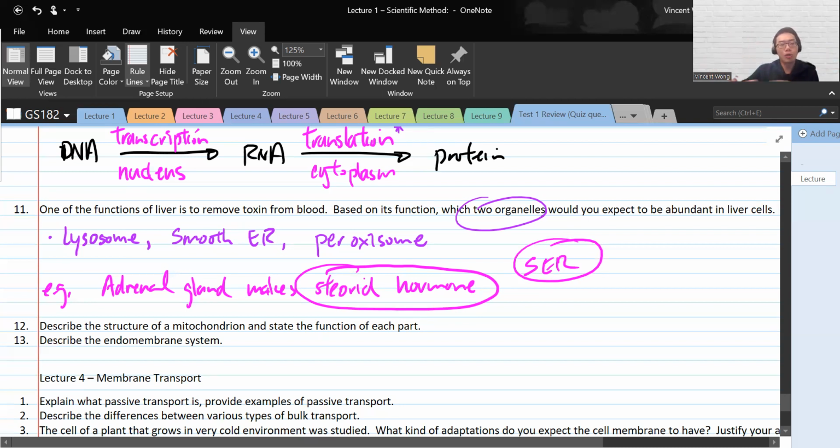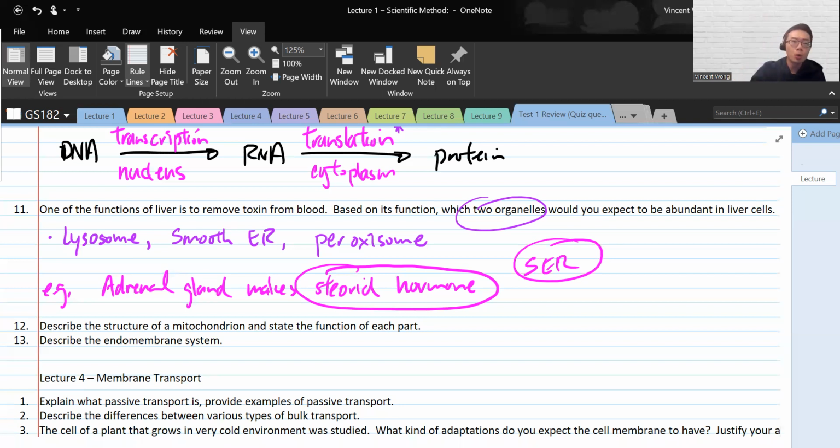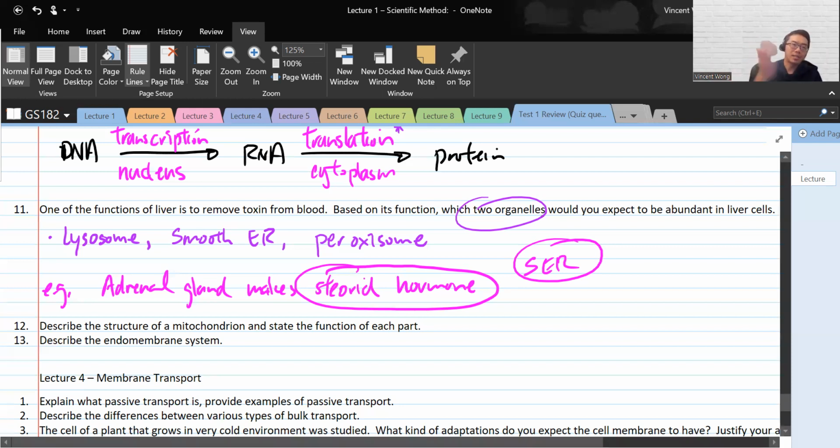So there are different versions of this question I can ask you. If I say this one makes a lot of protein hormones, then you would choose rough ER, right? That's where proteins are being made. Do you guys understand?